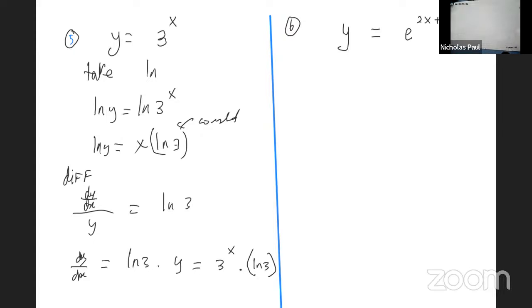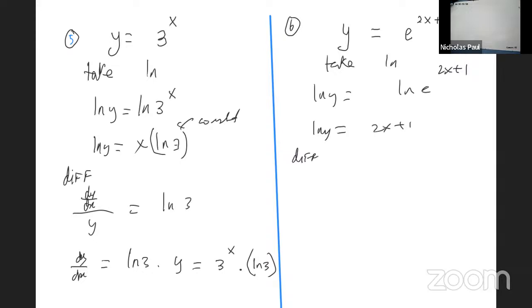Right? Let's see what you got. Again, the long way. You don't have to do the long way in the exam, but I want to just make sure you get the hang of the long way, right? So you're taking ln, right? So you'll get ln y is equal to ln e to the 2x plus 1. This is ln y is 2x plus 1 because ln e is 1.